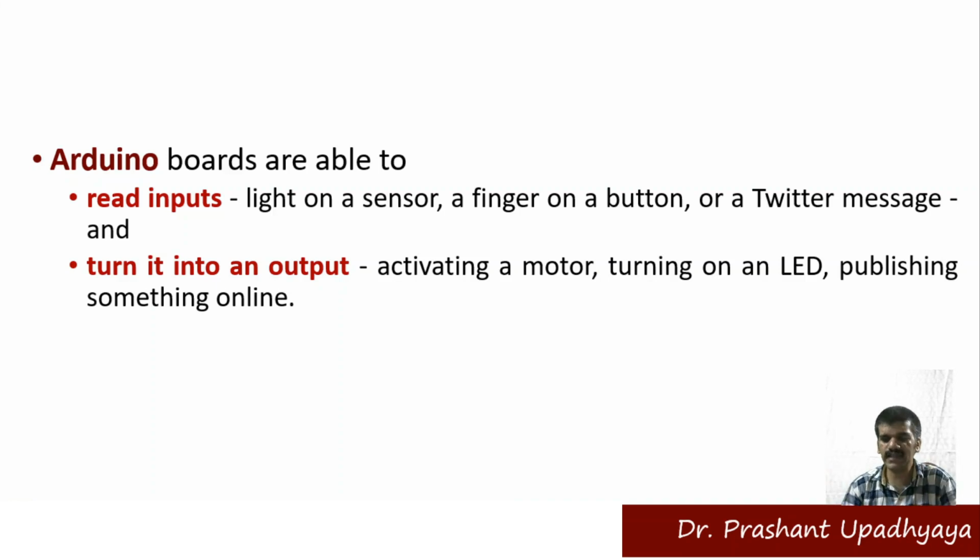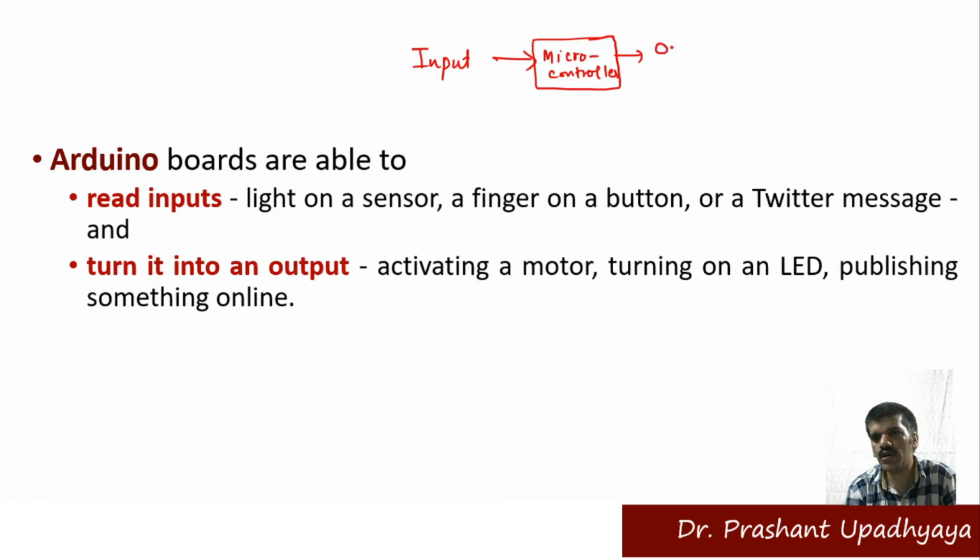So whenever we are talking about the Arduino board, as I have told you in the last lecture also, whenever we have got a sensor, we have got a microcontroller, and then we have got the actuator. In a similar way, if we are giving some input, and let's say this is your microcontroller board, then you are going to get your output. So what type of input can you give? The input you can give in the form of a light on a sensor, a finger on a button, or a Twitter message.